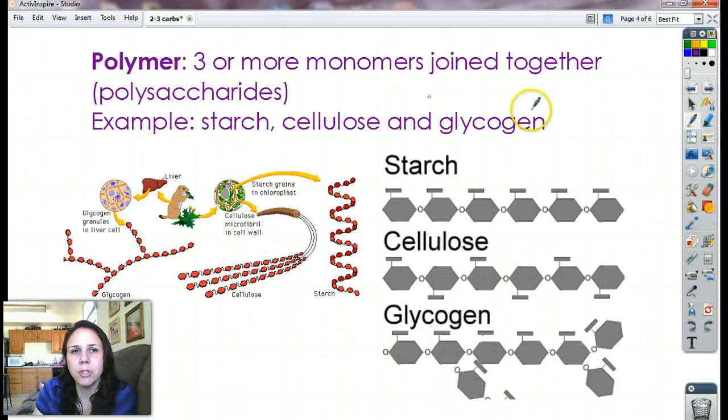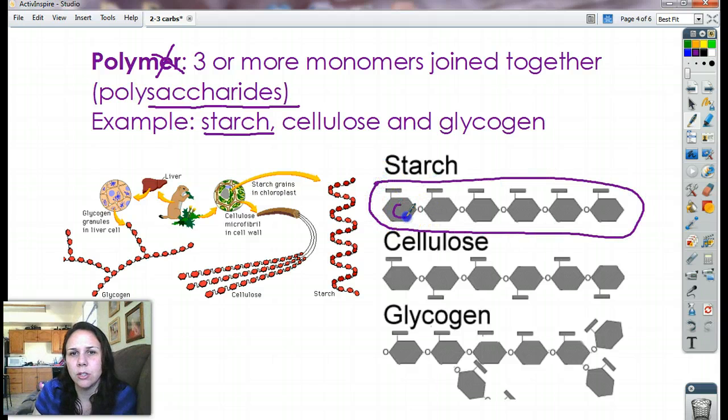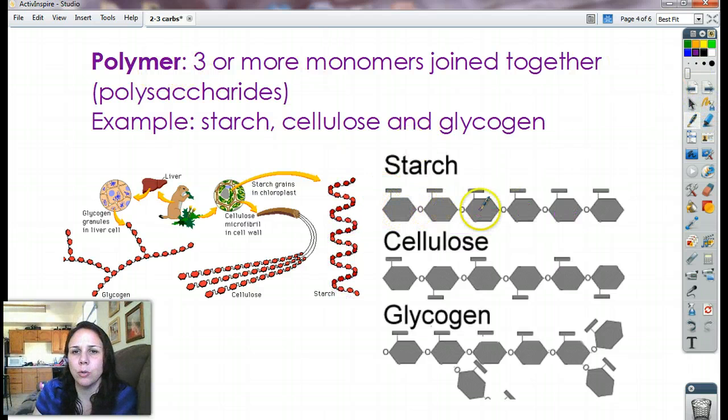Okay, then we have polymers. So I take out the word mer and put saccharide in its place, polysaccharide, which just means 3 or more monomers joined together. There's a couple different examples of it. One is starch, which is what makes food taste yummy. It's in bread and pastas. And basically starch is just a big long chain of glucoses. So glucose, glucose, glucose, glucose, glucose, okay? That's starch. And here's a picture of it right here, all twisted. So it's still a chain, they just twisted it up like that. So that's an example of a polymer or a polysaccharide because they're made out of the individual monomers.